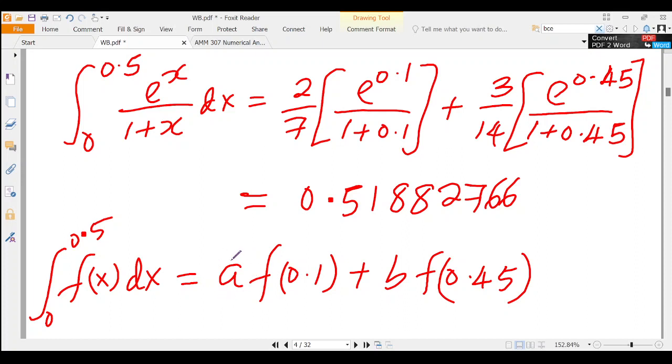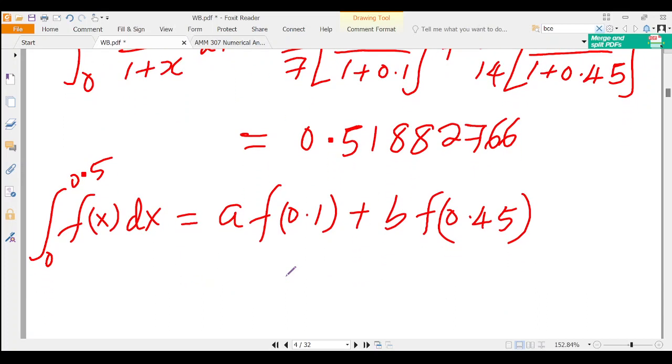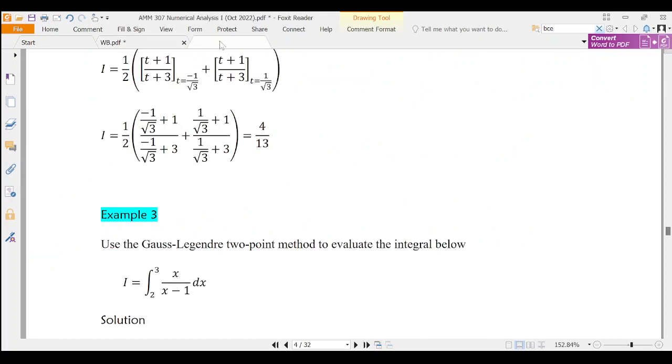And then we can determine the values of a and b. Once we determine the values of a and b, then we write the method, which can be applied to evaluate any integral of this form, provided that the limits are from 0 to 0.5. So this method is applicable for integrals of that form. And we can generate any other method. If we want to use a 2-point method, we can use a 2-point method. If we want a 3-point, we can still develop a 3-point method.